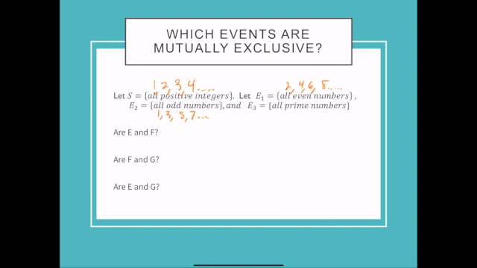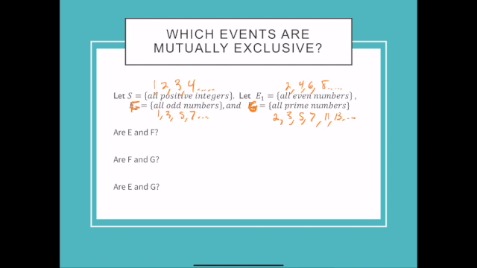You guys remember what a prime number is? A prime number is any number that's only divisible by 1 and itself, right? So our prime numbers are 2, because 1 is not a prime number, 2, 3, 5, 7, 11, 13 are just a few. So let's figure out which events are mutually exclusive. Okay, this was supposed to be F and this was supposed to be G. Told you guys, I'm having a day.